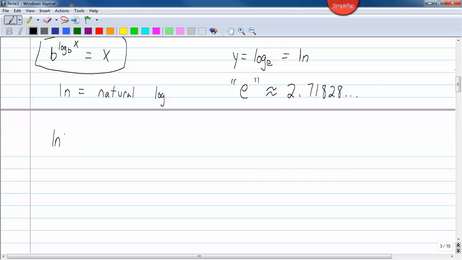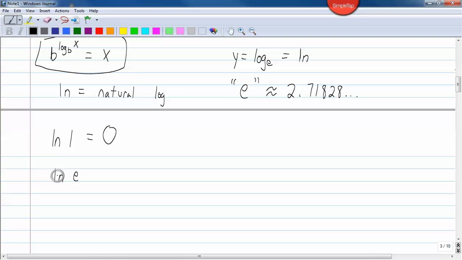So what do you think the natural log of 1 would have to be equal to? 0. Because this is log base e of 1. So log of 1 is always 0. So natural log of 1 is no different. Okay? What would the natural log of e have to be equal to?